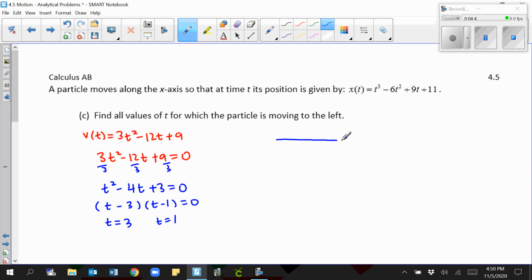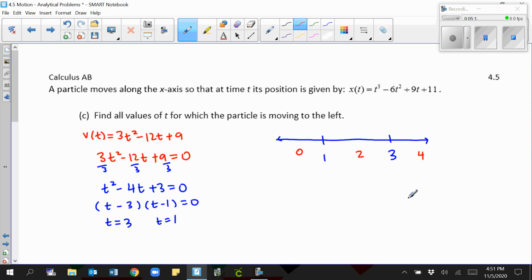So I'm going to make a number line over here, and I'm going to plug in that point of 1 and that point of 3. So now what I need to do is pick some points that aren't 1 or 3, that fall into my 3 different chunks of my graph that I'm looking at. So I need to pick something less than 1, so let's do 0. I need to pick something between 1 and 3, so let's do 2, and something greater than 3, so let's do 4.